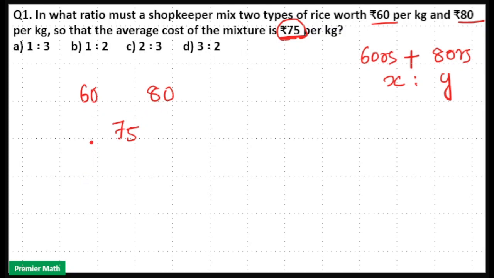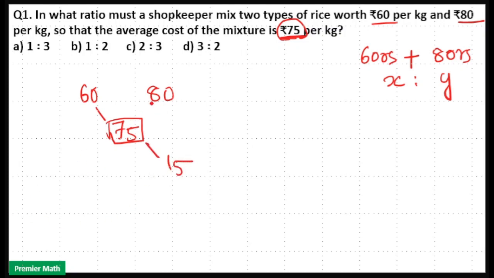If you want to find out the ratio, take the LHS side and the middle number, that is 60 and 75, and subtract between them. When you subtract, always subtract smaller number from the larger number. Here, larger number is 75. So 75 minus 60 is equal to 15. Write it in the right hand side.